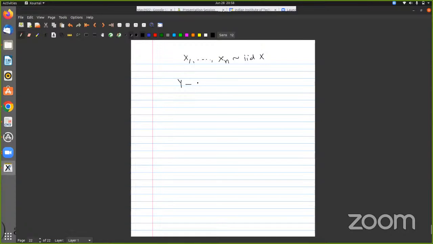you are subtracting the expectation of y, and you are dividing it by sigma, the standard deviation of y. So if y is my random variable, in this case consider y as x1 plus x2 up to xn. Now y minus, what is the expectation of y here?